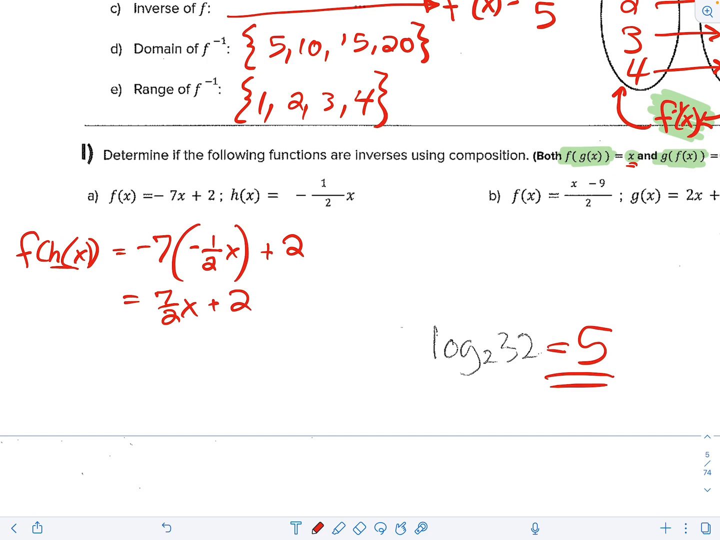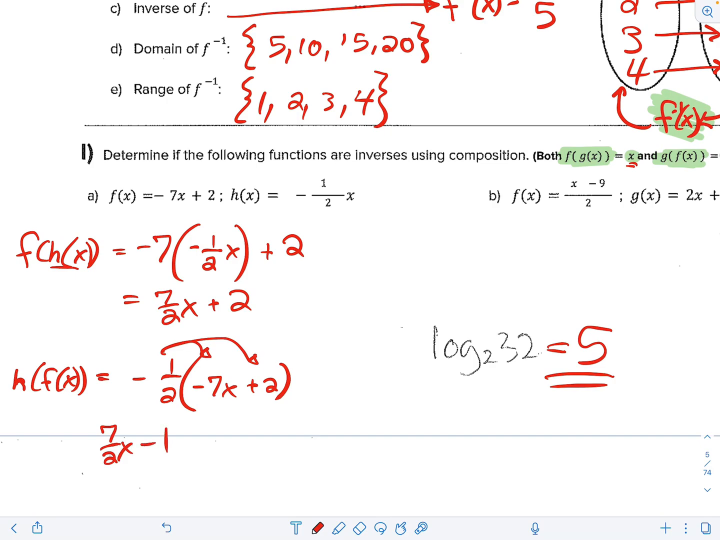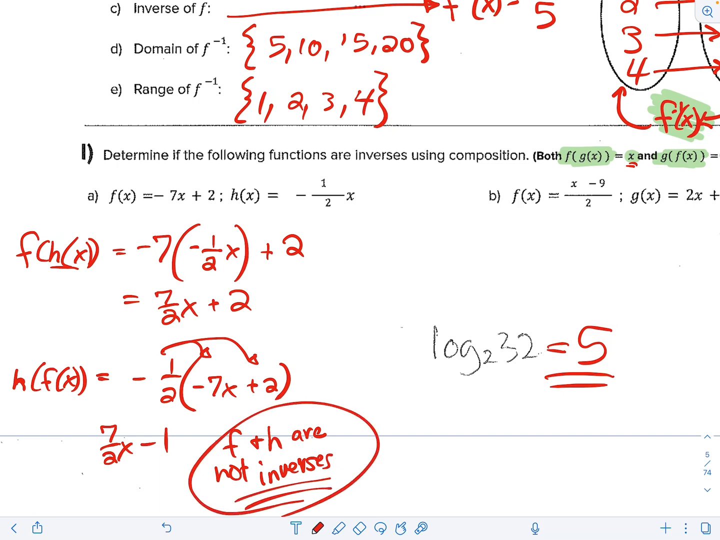Let's double check and just go the other direction. What's h of f of x? The h function takes -1/2 times whatever the input is, -7x plus 2. I'll need to distribute that -1/2, so that is 7/2 x minus 1. F and h are not inverses. If they were, we would have had x as the output.